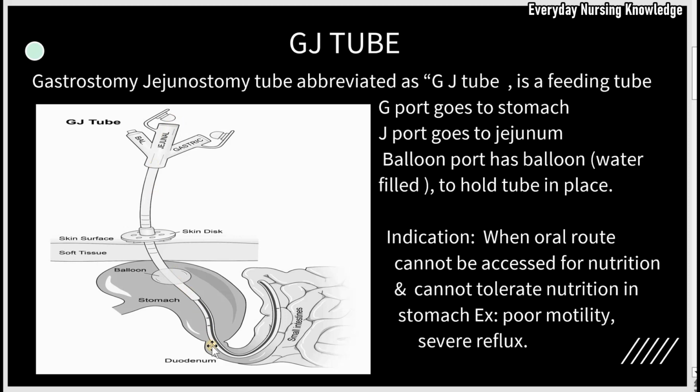This GJ tube is placed either by an interventional radiologist who uses X-ray to guide the tube in position, or by a gastroenterologist. Now, what is the indication? The indication of GJ tube is when the oral route cannot be accessed for nutrition for a long period of time and the patient cannot tolerate nutrition in the stomach. Example, poor motility, or if the patient is having severe reflux.